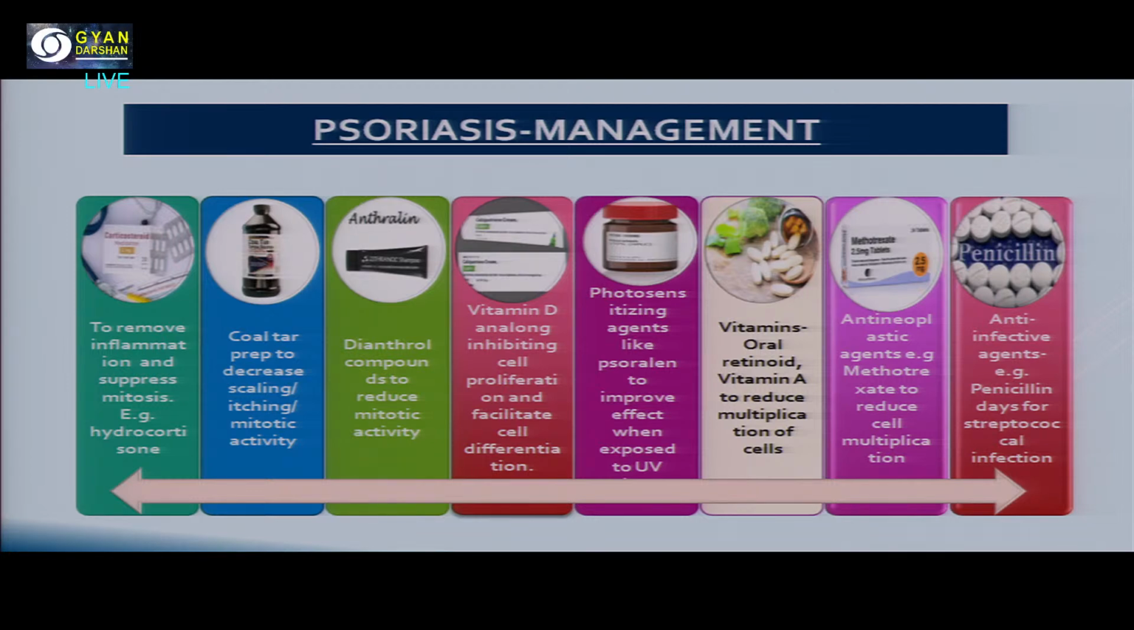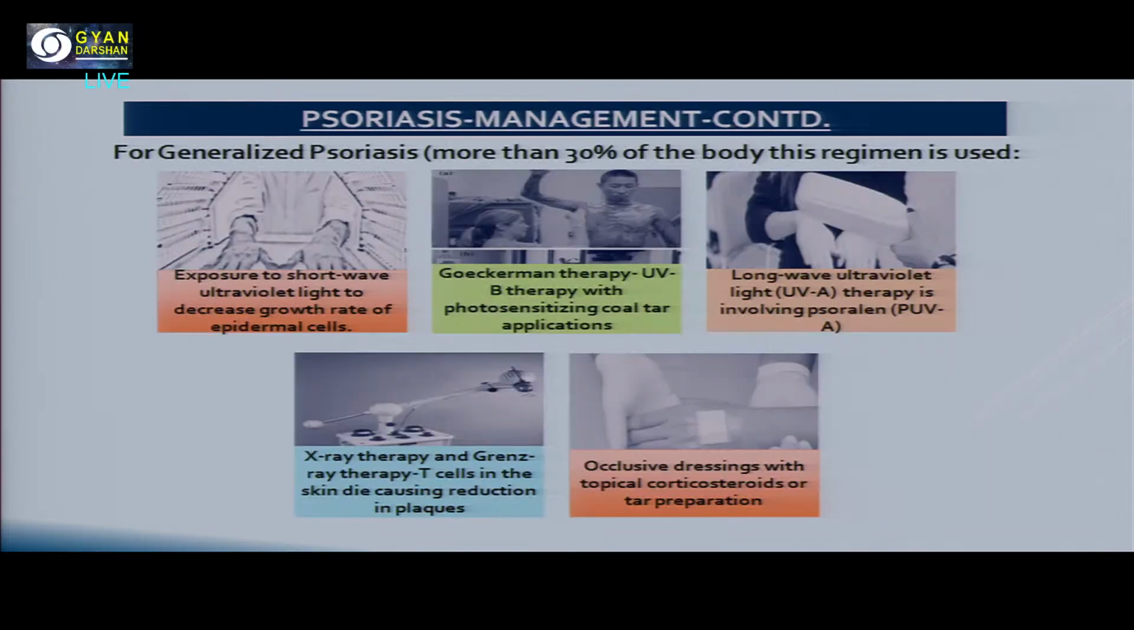We can use anti-infective agents like penicillin and so on. We can also use short-wave UV therapy. We can use Goeckerman therapy, which is photosensitizing coal tar application. We can use long-wave ultraviolet therapy, which involves psoralen. We can use X-ray therapy and occlusive dressings, which you can see.